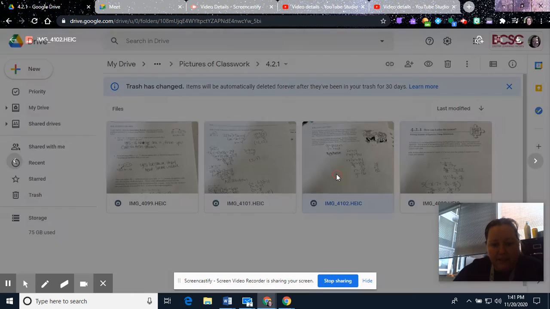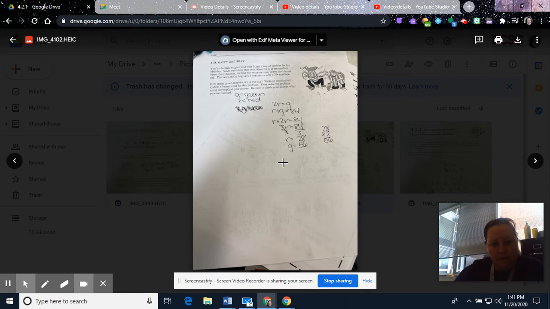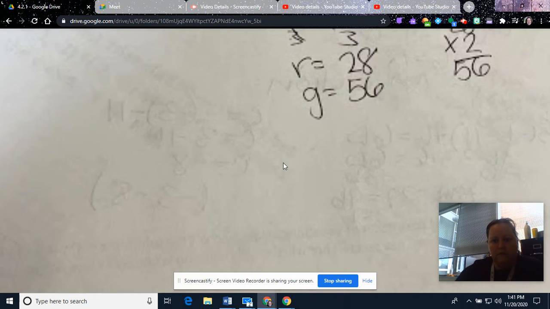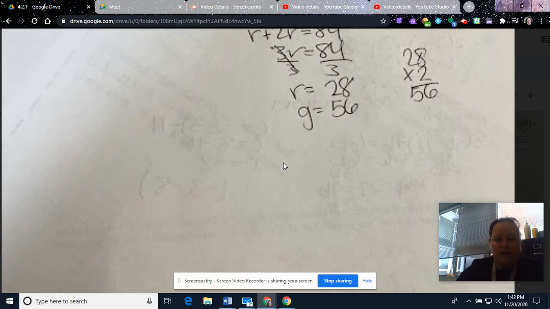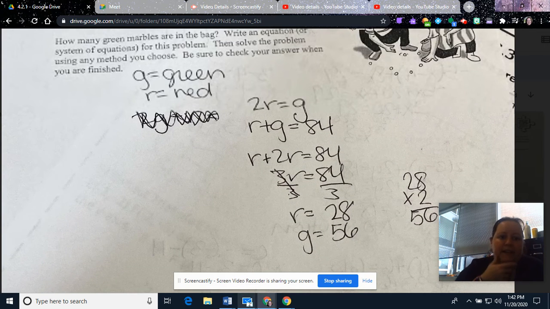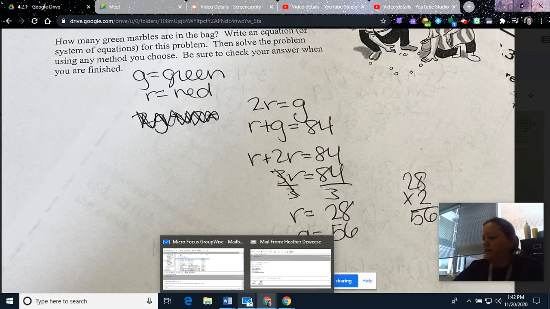Now let's look at number 35. Okay, so it says, I'm going to read the first paragraph off my paper so I don't have to mess with the Zoom.